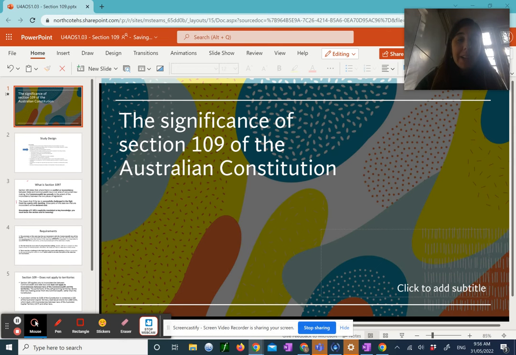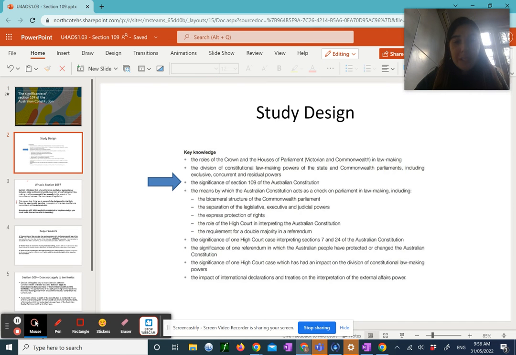Okay, today we're looking at the significance of Section 109 in the Australian Constitution. So we're going to look at a section today. It's study design dot point 3: the significance or importance of Section 109 in the Constitution. So you need to be able to explicitly state what Section 109 is and what it actually does.